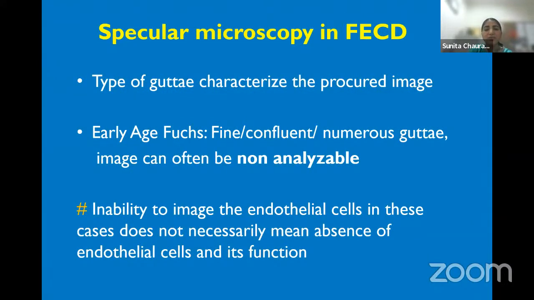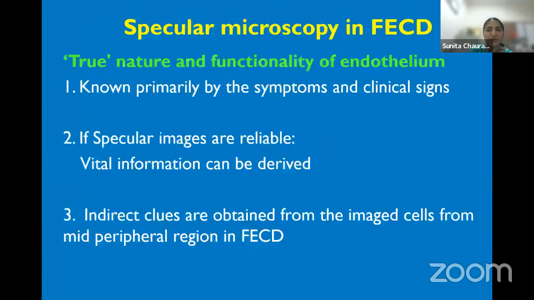Additionally, the type of Goutte characterizes the procured image. In early age Fuchs, also called early onset Fuchs, the Goutte tend to be fine, confluent and numerous, and because of this nature the image is often non-analyzable without clinical edema in the patient's eye. So inability to image the endothelial cells in these cases does not necessarily mean the absence of endothelial cells or their function. The true nature and functionality of the endothelium in FECD is primarily known by the symptoms and clinical signs as we see on the slit lamp.